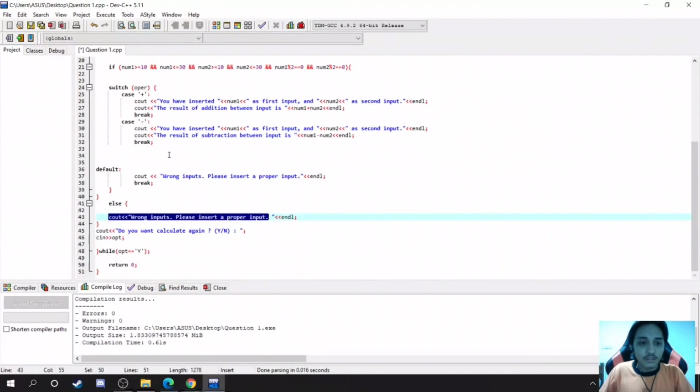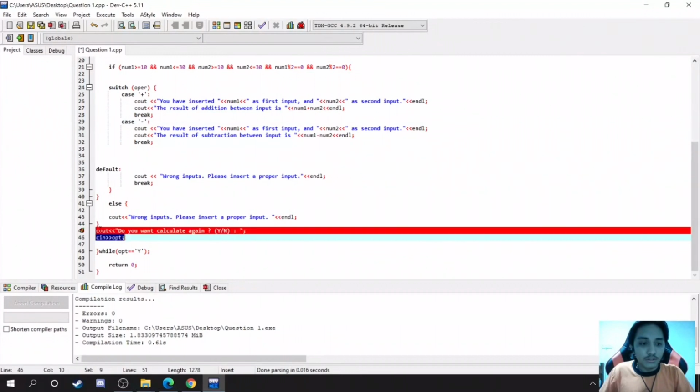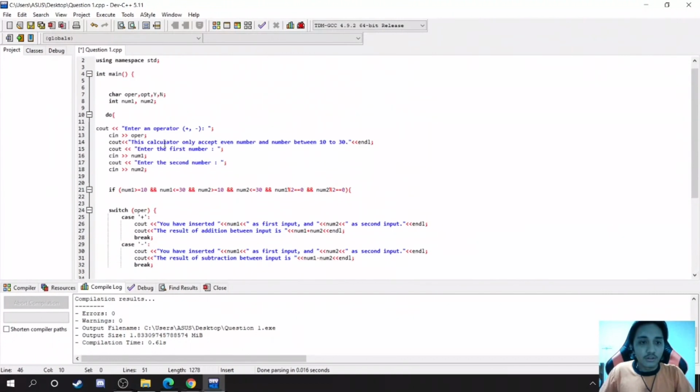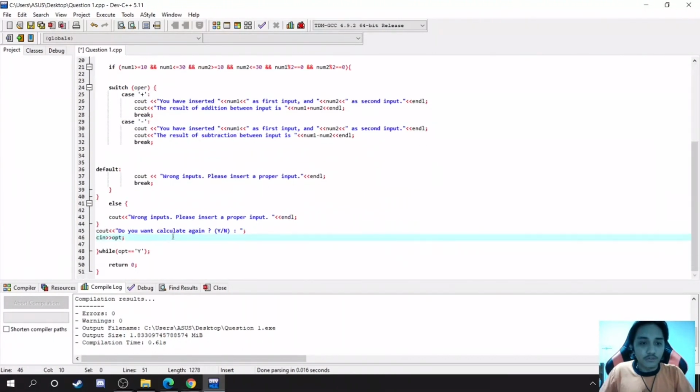So next, after it shows the result, it will go to this particular statement, which asks the user, do you want to calculate again? Y for yes and N for no, and it will prompt the user for the option. So if the user enters Y, then the whole program will repeat itself. If not, then it will just close the program.